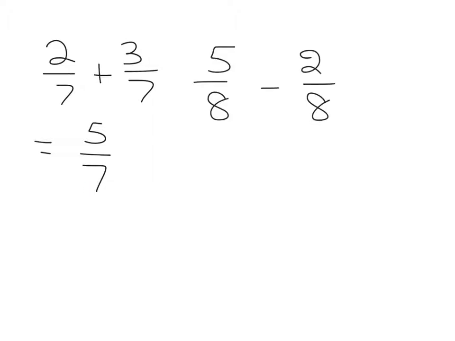Again, when it comes to taking away, as long as your bottom numbers are the same, it's just the top numbers that you're working with. So we're going to have 5 take away 2, which is 3, and the bottom number is going to stay the same. So 3 over 8.